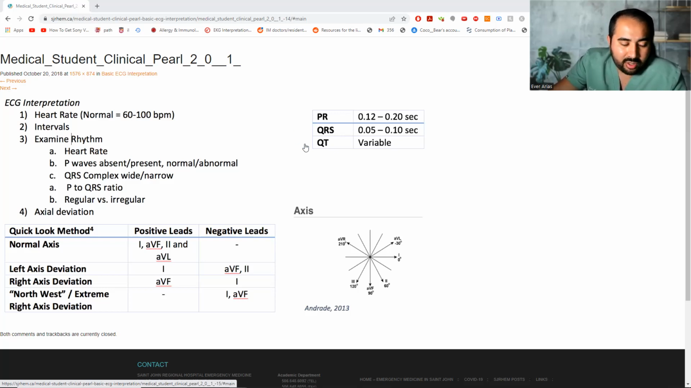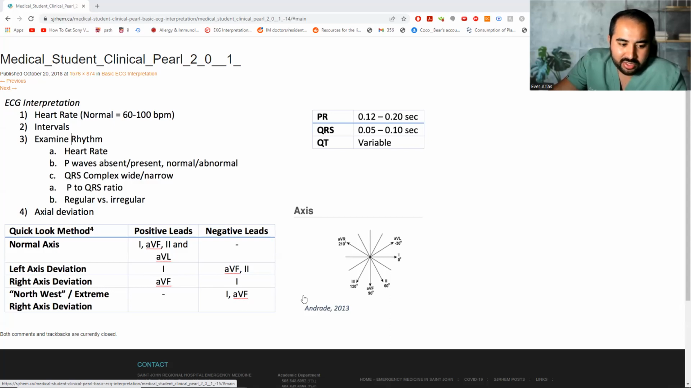So that's something that you want to keep in mind when you're being systematic. Axis deviation: you have to remind yourself about the axis, the way that the degrees are. But in general, a quick look method is knowing the normal axis. Normally, if you have a positive lead, meaning that it's pointing up, in lead 1, AVF, lead 2, and AVL, that's typically going to be a normal axis.